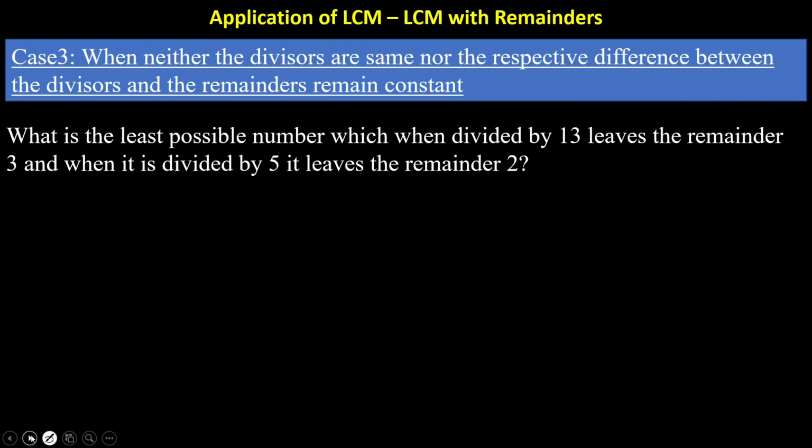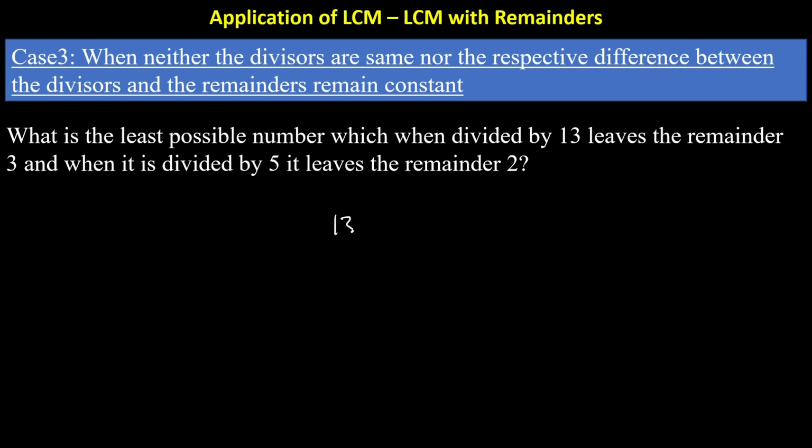So what is case 3? What is the least possible number which when divided by 13 leaves the remainder 3, and when it is divided by 5 it should leave the remainder 2? So here divisors are different as well as remainders. Again it looks the same as case 2. Now let us see whether we have the same difference for both divisor and remainders.